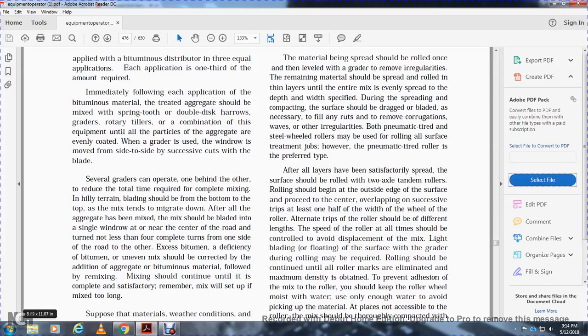The train with the loading should be made with the bottom of the mix on top. Temperature migrates down. After all the aggregate has been mixed, the mix should be placed into a single windrow near the center of the road. Turn not less than 4 complete turns from one side of the road to the other.